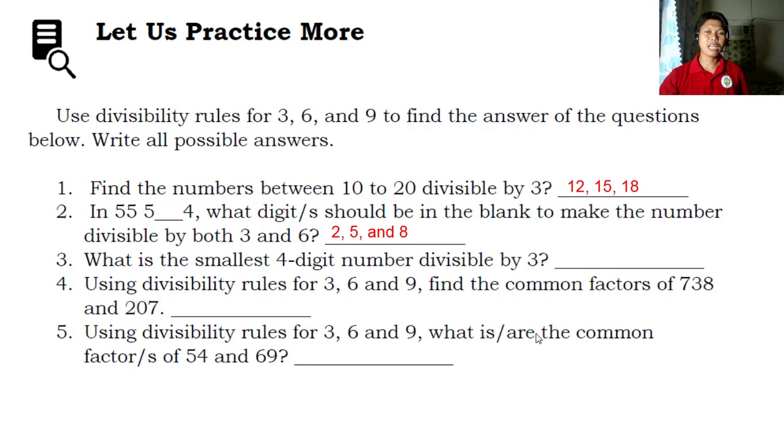So, dapat 2 ang ending number mo. So, it is 1, 0, 0, 2. Kasi 1 plus 2 is 3. Next, what are the common factors of 738 and 207?